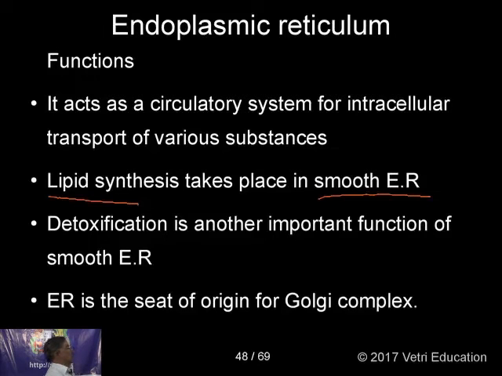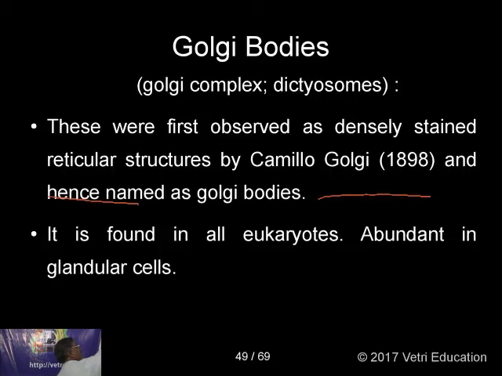So here are the important things you have to learn. The rough endoplasmic reticulum is involved in protein synthesis, and the smooth endoplasmic reticulum is involved in lipid synthesis. Another important thing is that detoxification is another important function of the smooth endoplasmic reticulum. Next, we will go to the Golgi apparatus or Golgi bodies.